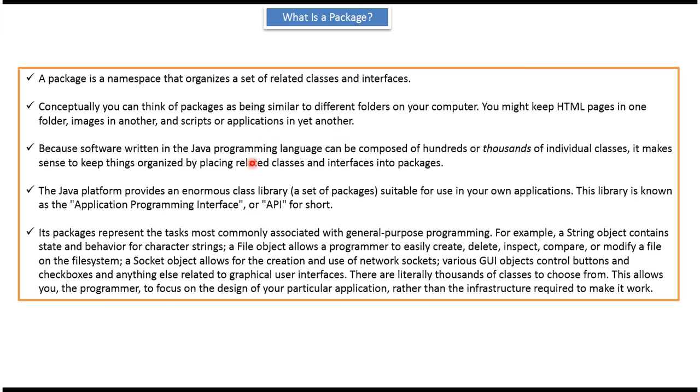Software written in Java programming language can be composed of hundreds or thousands of individual classes. It makes sense to keep things organized by placing related classes and interfaces into packages. The Java platform provides an enormous class library suitable for use in your own applications. The library is known as Application Programming Interface or API for short.